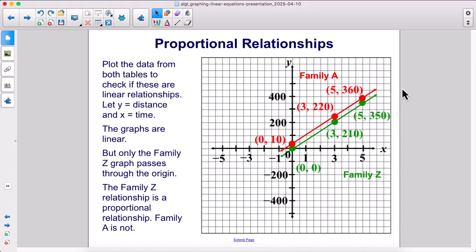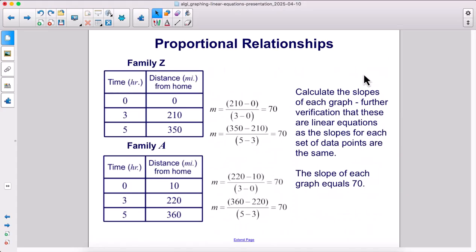Let y equal distance and x equal time. The graphs are linear, but only the family Z graph passes through the origin. The family Z relationship is a proportional relationship. Family A is not. Calculate the slopes of each graph. Further verification that these are linear equations, as the slopes for each set of data points are the same. The slope of each graph equals 70.